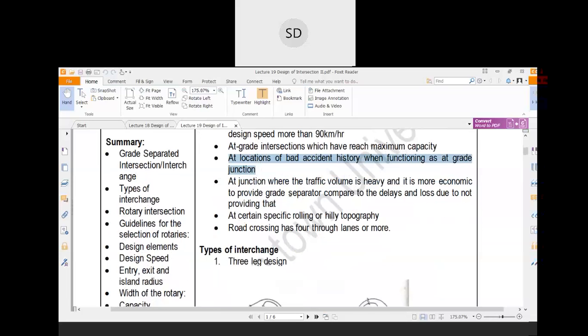In such cases, you can provide the grade separated intersection. Also at certain specific rolling or hilly topography: suppose in a hilly topography there is no place for the at-grade intersection. In such cases, you can provide the grade separated intersection. Then where a road crossing has 4 through lanes or more. Suppose a road crossing has 4 or more intersecting roads, where management of the traffic would be very difficult with an at-grade intersection. In such cases, you can provide a grade separated intersection to manage the traffic properly.